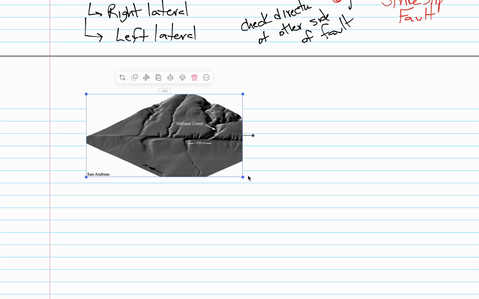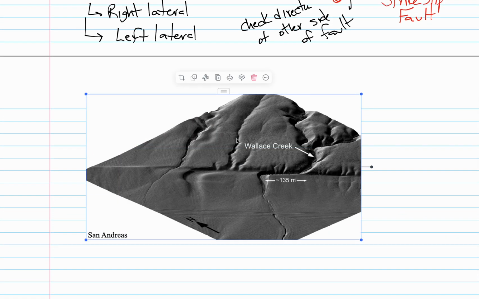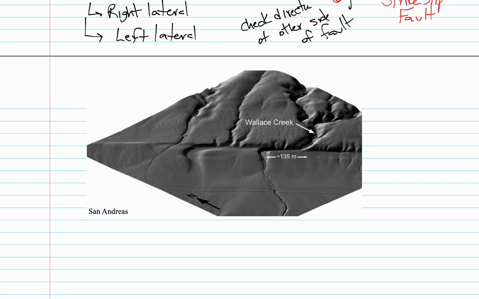Let me show you a really cool example of a strike slip fault. I'm going to show you two. These can be pretty photogenic and some of them are famous. This is an example of the San Andreas Fault. We're looking across it from kind of a bird's eye view with the topography shown on a DEM. And so let's decide what type of fault this is.